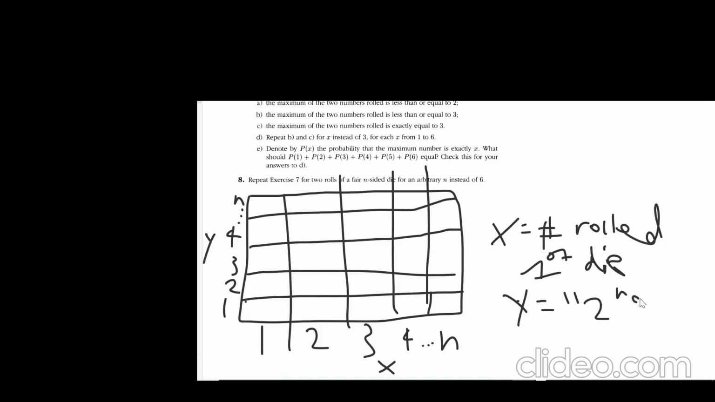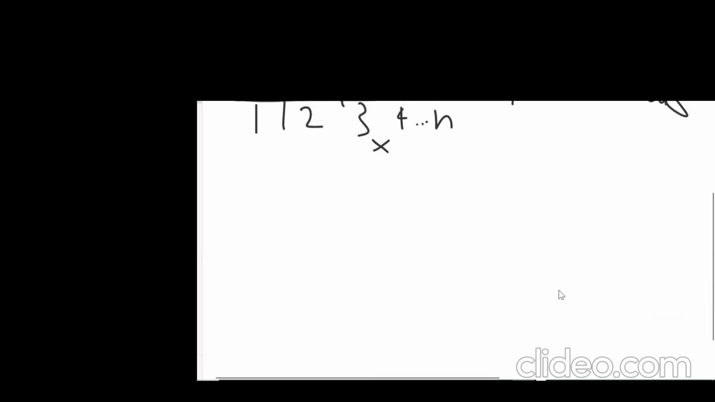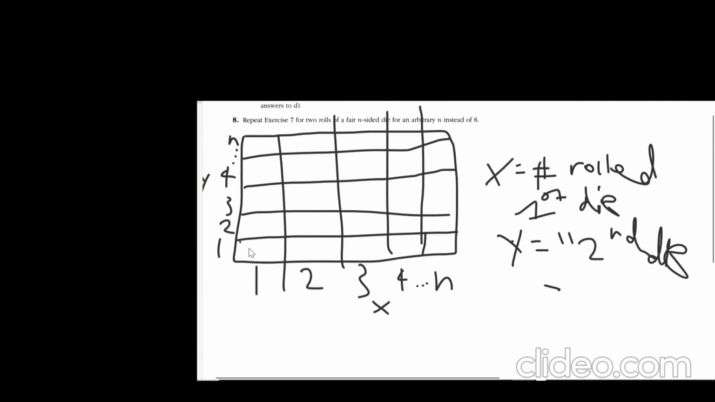So what happens is we'll write in the grid. 1, 1 means we rolled 1 on both the first and second die. 1, 2 means 1 on the first die, 2 on the second die, and I think from there you can see what's going on.